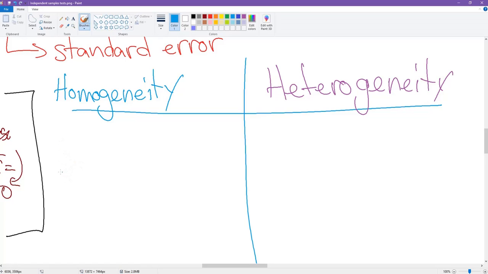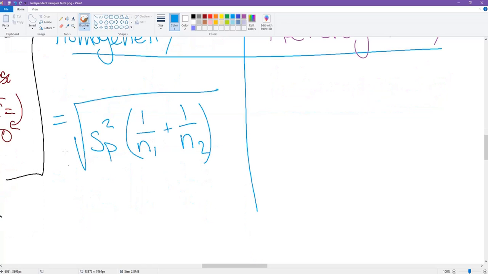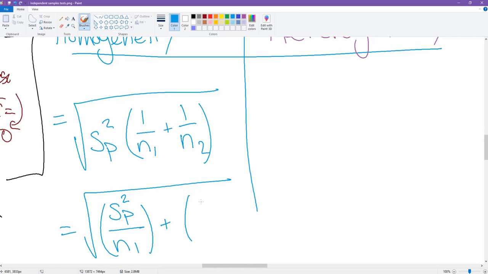And so the formula becomes, here's a nightmare. The square root of our pooled variance that is then multiplied by 1 over the sample size in your first group plus 1 over the sample size in your second group. And that probably looks unhappy. You can reformat this to look like the pooled variance over the sample size of your first group plus the pooled variance over the sample size of your second group.